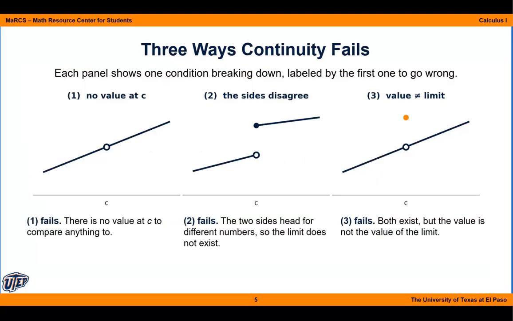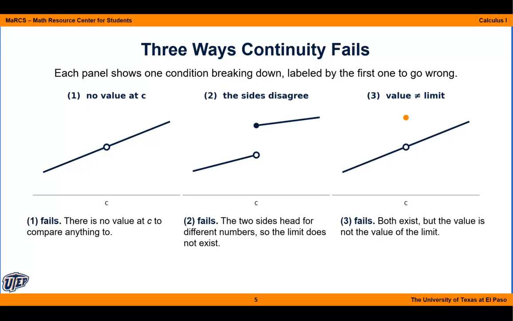This slide illustrates the three ways a function can fail to be continuous at c. In the first graph, the function has no value at c. There is an open circle but no solid point, so the first continuity condition fails. In the second graph, the two sides approach different values. Because the left-hand and the right-hand limits disagree, the two-sided limit does not exist. The second condition fails. In the third graph, both the limit and the function value exist, but they are different. The surrounding graph approaches the open circle while the actual function value is given by the solid point. Therefore, the third condition fails.